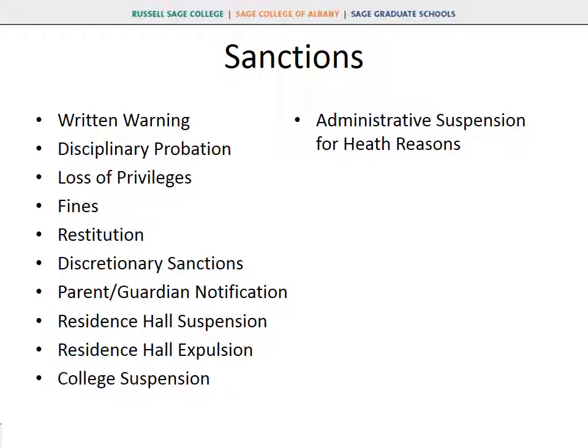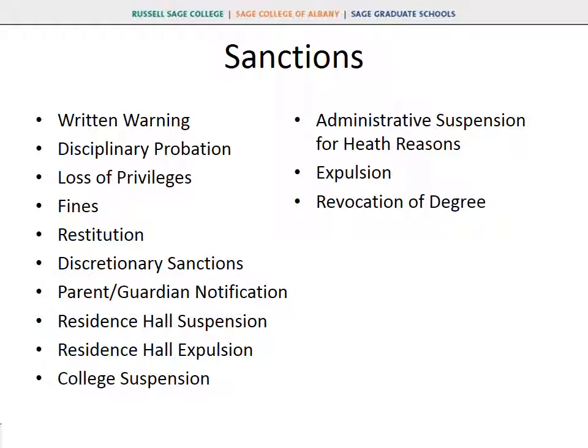Administrative suspension for health reasons. Separation of the student from the college for a definite period of time, after which the student is eligible to return. This suspension may be imposed when a student poses imminent danger to him or herself, to another person or persons, or poses a threat of disruption or interference with the normal operations of the Sage Colleges. Procedures are outlined at sage.edu/studentlife/beta-team. Expulsion. Permanent separation from the college without refund.